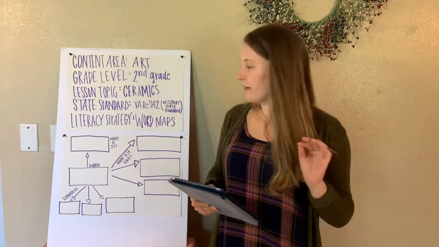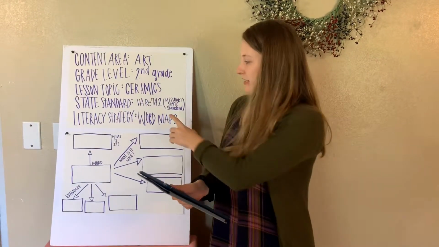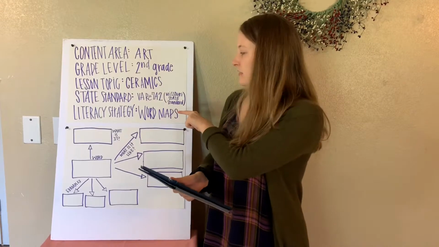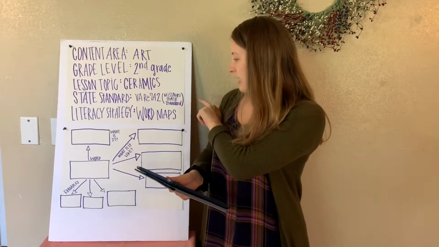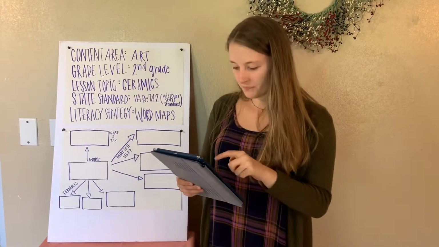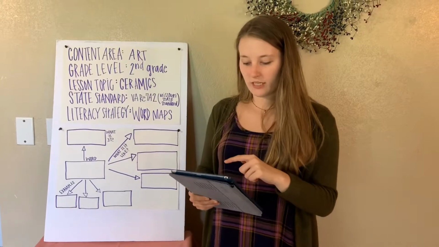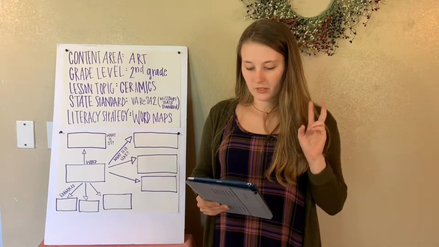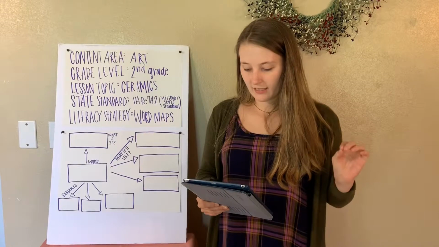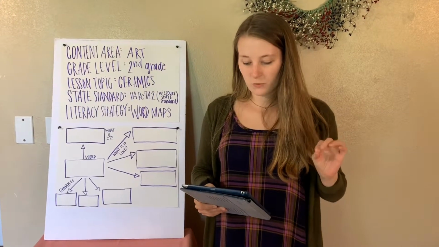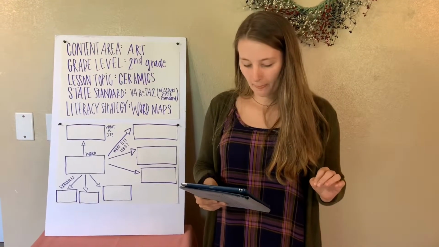For my standard, I will be using Respond 7A, specifically for grade level 2, and it is a Missouri State Standard. The standard reads, perceive and describe aesthetic characteristics of one's natural world and constructed environment.